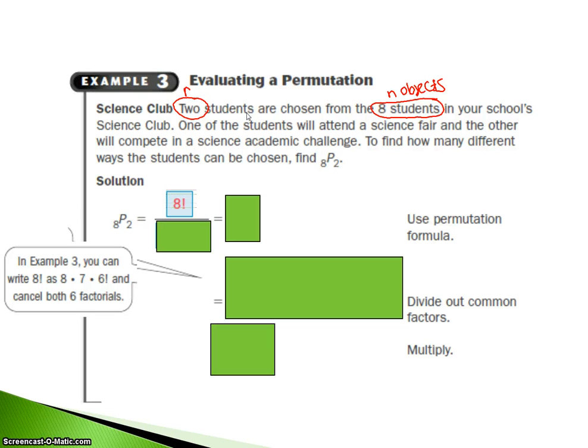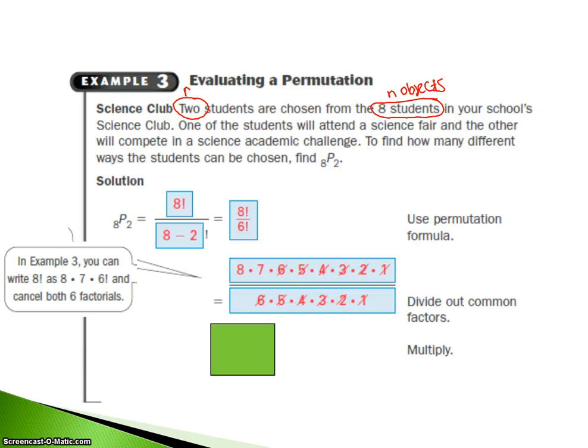So 8 factorial over 8 minus 2 factorial, which is 6 factorial. Expand out the 8 and the 6 factorial. You can see everything from 6 down crosses off because it's in the numerator and denominator. So I'm just left with multiplying 8 times 7.